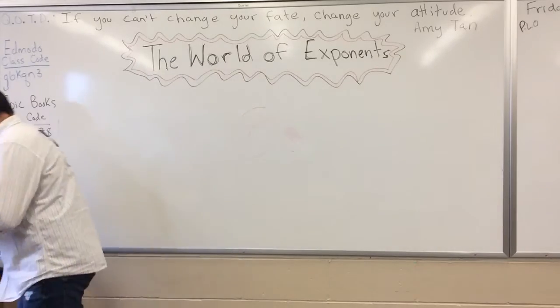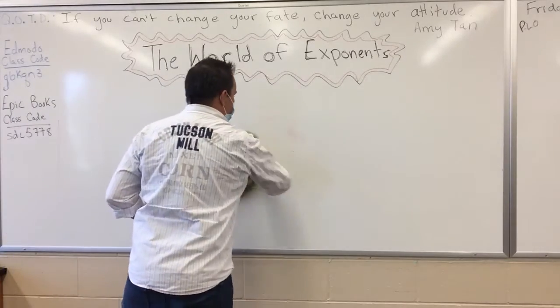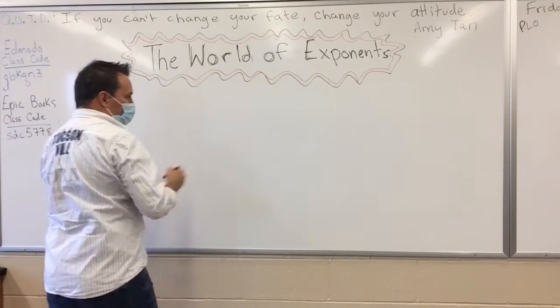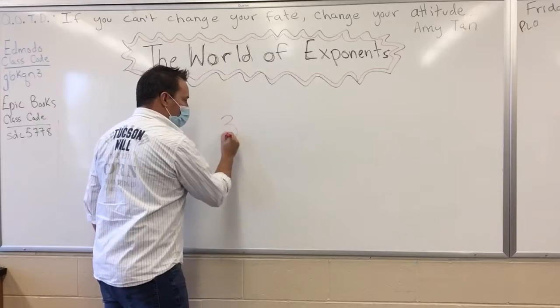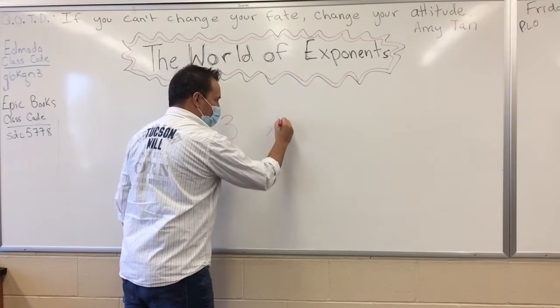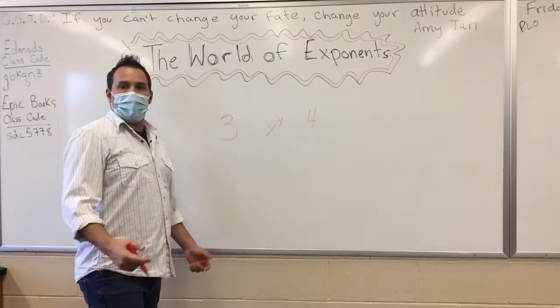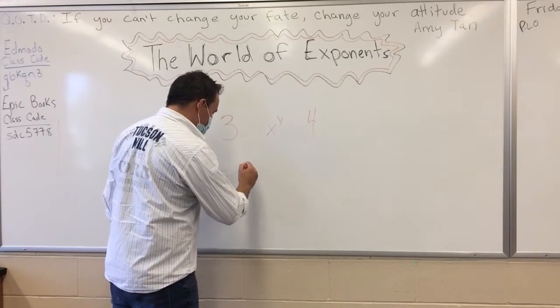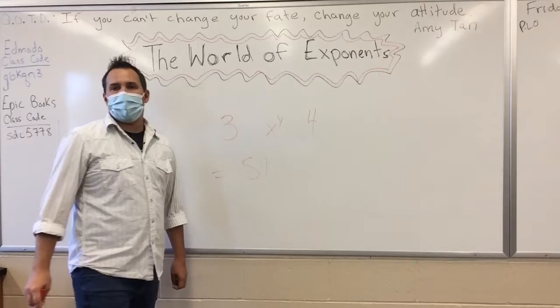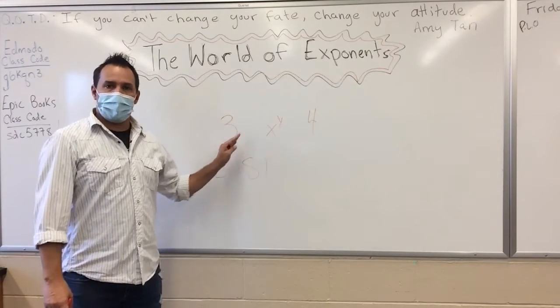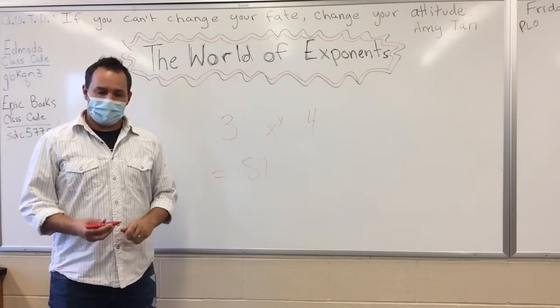If you were looking at your calculator, if it has an exponent button, you would press 3, then you would press your XY button, then you would press 4, and what would happen is it would give you the answer. You hit equals, and it will give you the answer of what 3 to the power of 4, or 3 to the exponent 4, is.